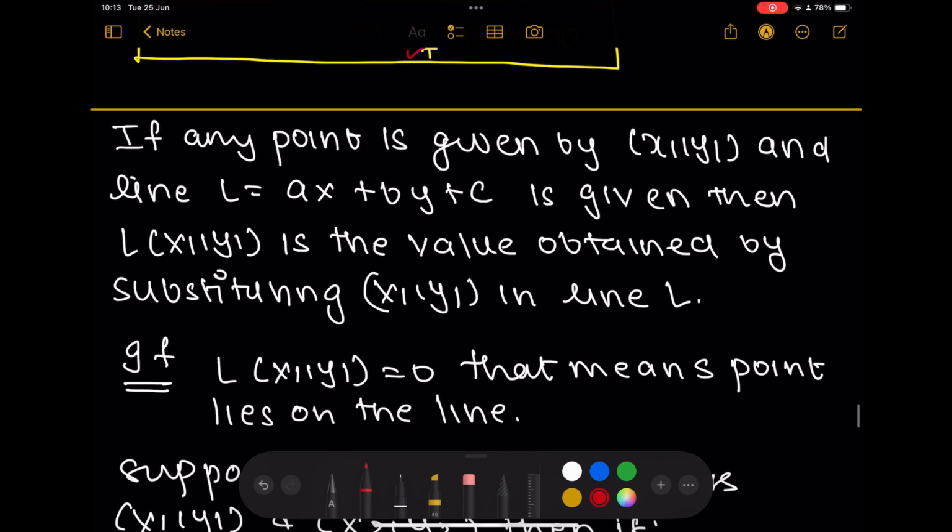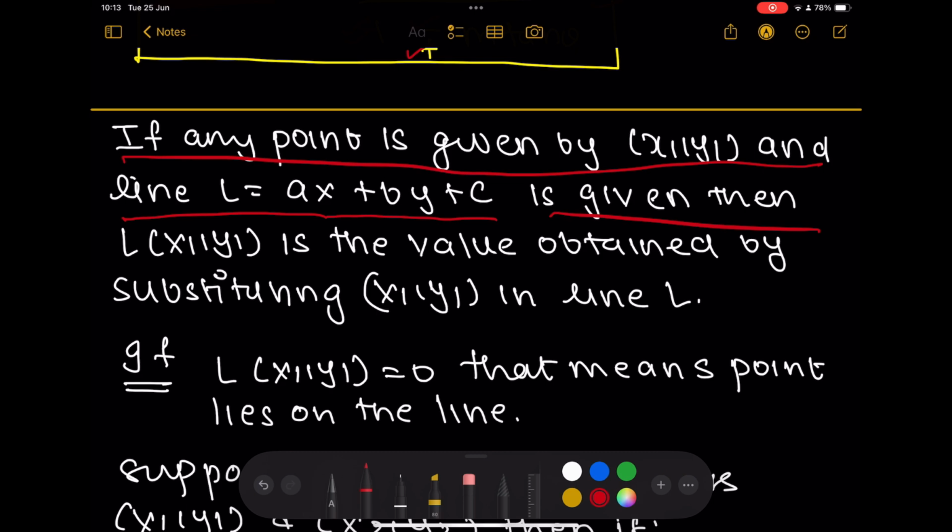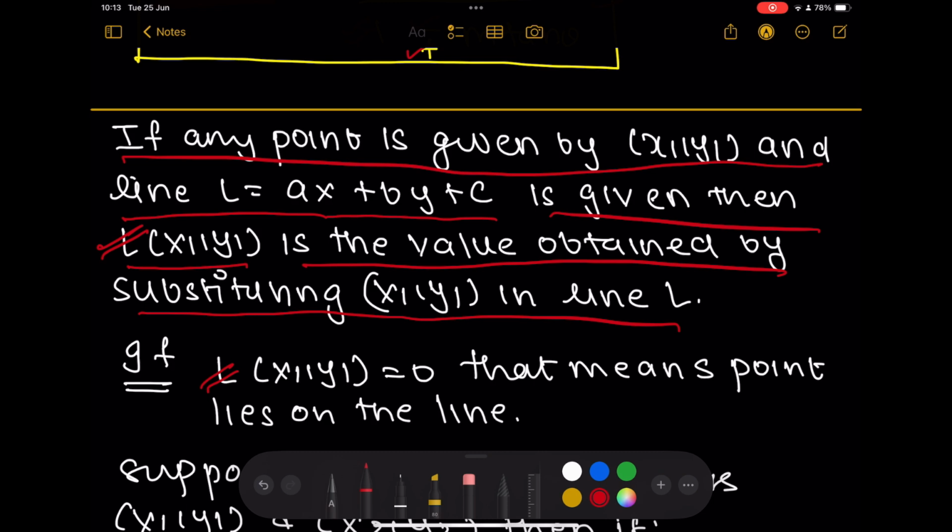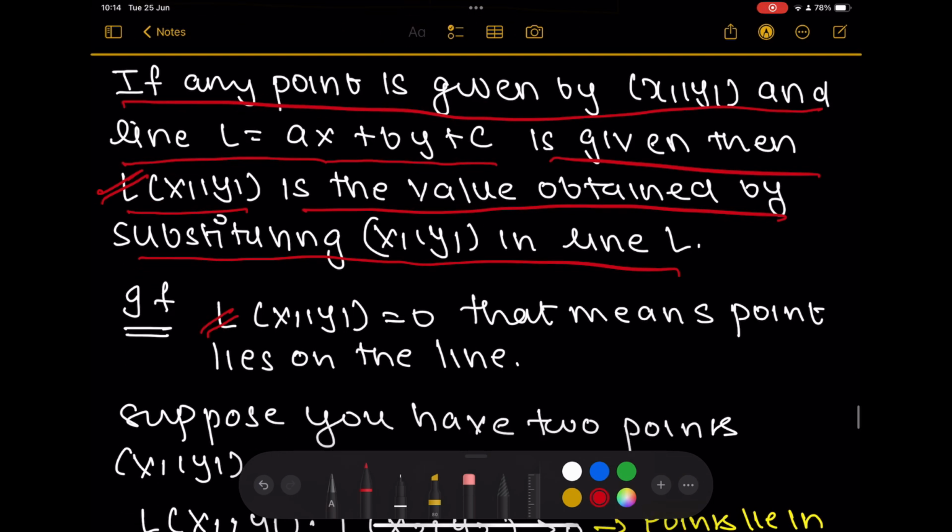Now the next point is, if any point is given by (x1, y1) and line L equal to ax plus by plus c is given, then L of (x1, y1) is the value obtained by substituting (x1, y1) in the line L. Basically this is just a denotation. I'm just telling you what the denotation L of (x1, y1) means. If you have line L equal to ax plus by plus c equal to 0, which is the equation of the line, then if I use L of (x1, y1), I am just speaking about the value obtained when (x1, y1) has been substituted in the expression ax plus by plus c. Clear? So if L of (x1, y1) equals 0, that means the point lies on the line.